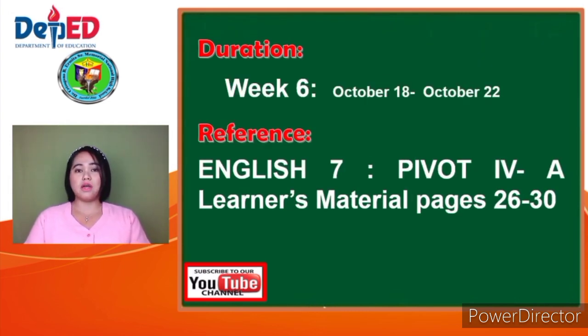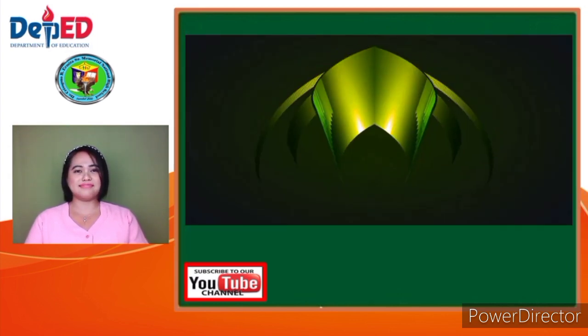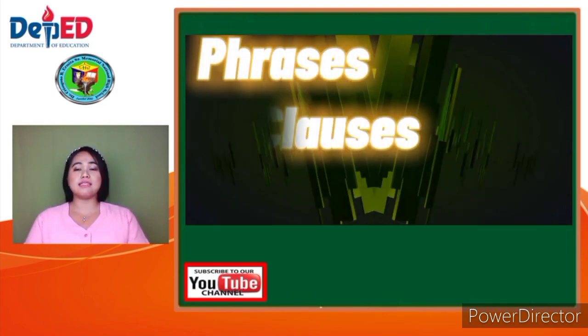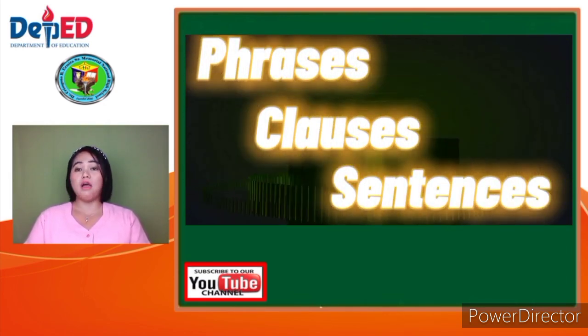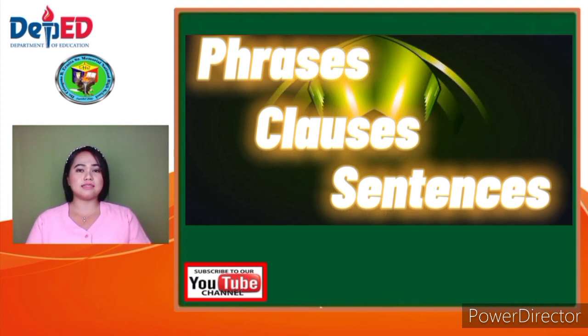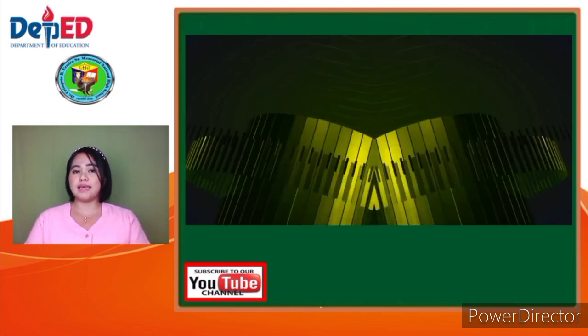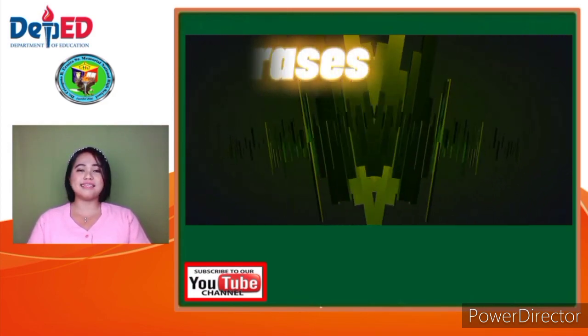For the duration of this lesson, week 6, from October 18 to October 22. And for the reference, English 7 Pivot 4A Learners Material, pages 26 to 30. This lesson explains the forms, differences, and the relationship among phrases, clauses, and sentences. This also highlights the ways in writing and forming phrases, clauses, and sentences.